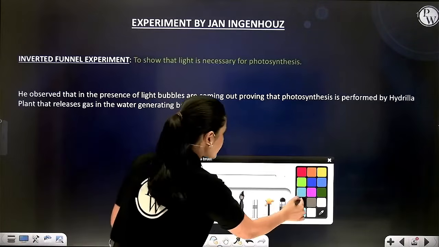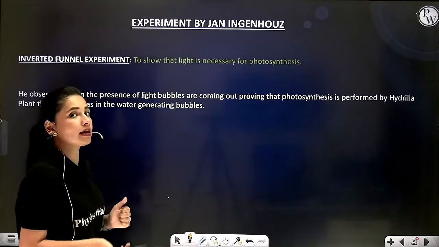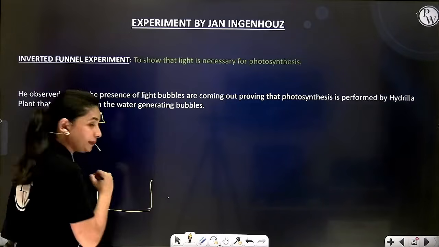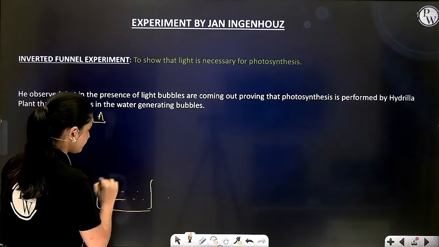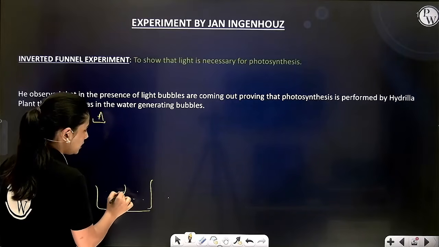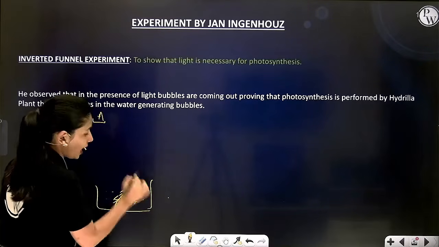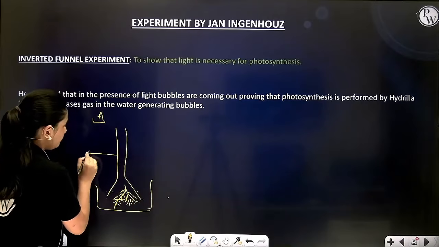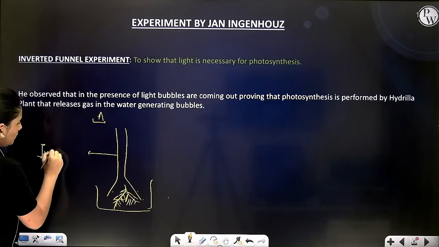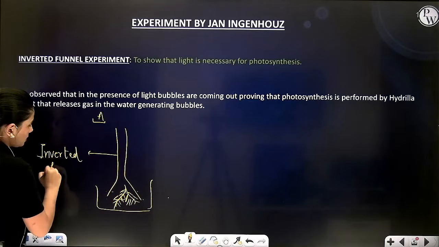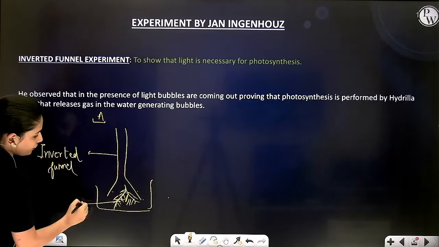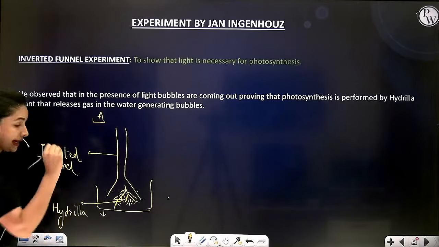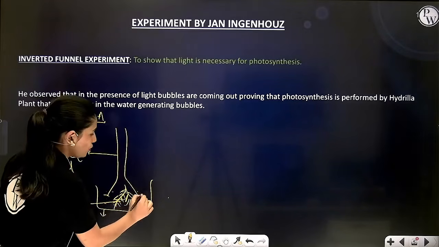So we are going to make two setups, as was done by Jan Ingenhousz himself. In setup A, he took a beaker full of water. Along with the beaker, he kept an aquatic plant, maybe hydrilla, and covered this hydrilla with an inverted funnel. So this is the inverted funnel, which is covering the aquatic plant hydrilla inside a beaker which is full of water.